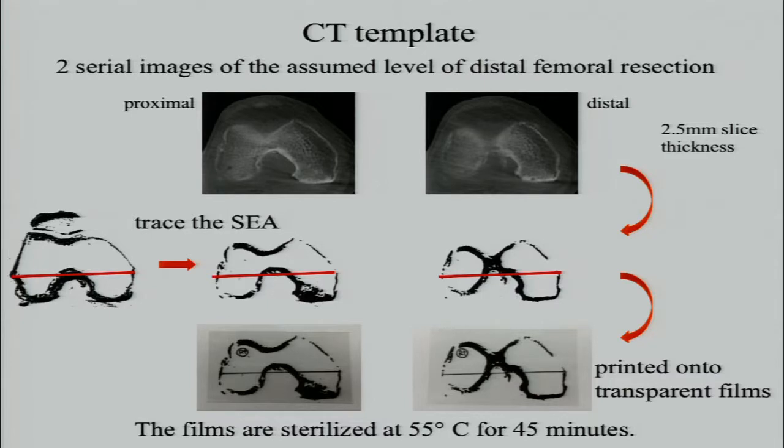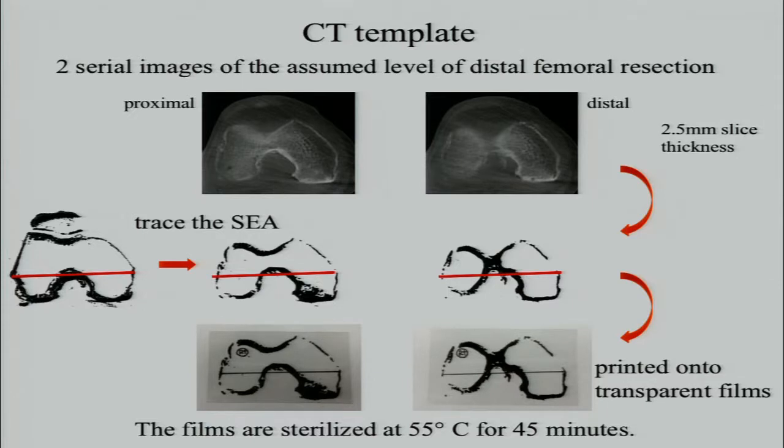Thereafter, another two serial images indicating the assumed level of the distal femur resection are extracted. This level is approximately 9 mm proximal from the distal end of the femoral condyle, which indicates the thickness of the standard femoral implant. The resection level slightly varies for each case, and thus two images are prepared to increase the accuracy of this approach.